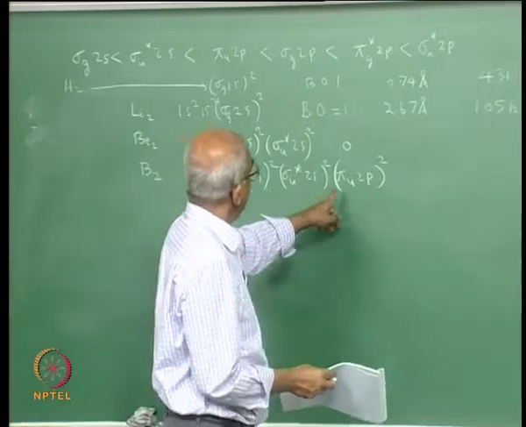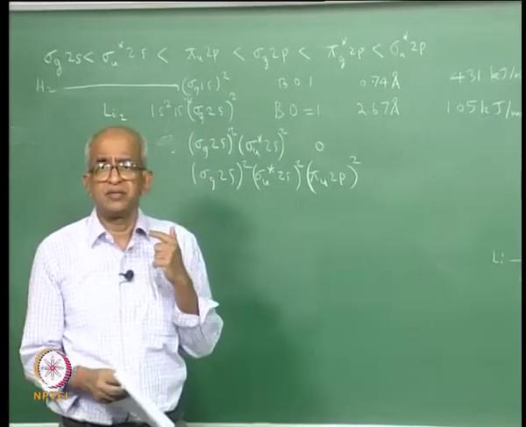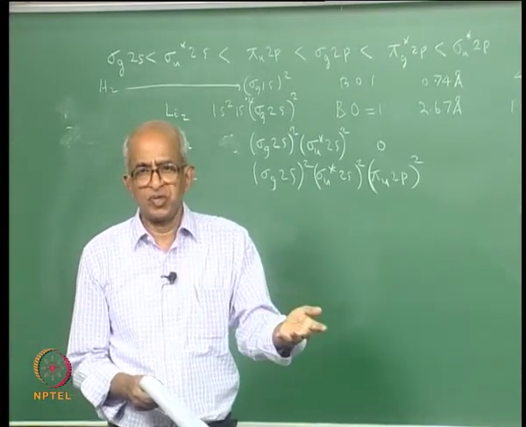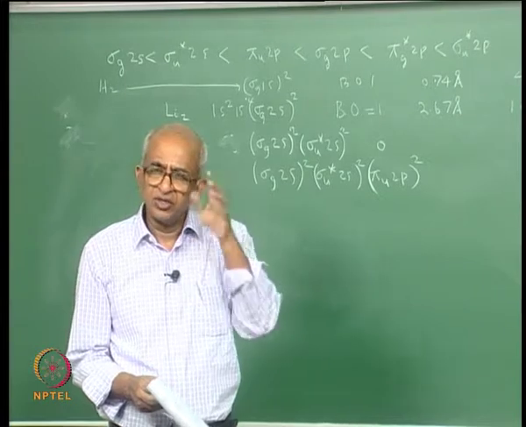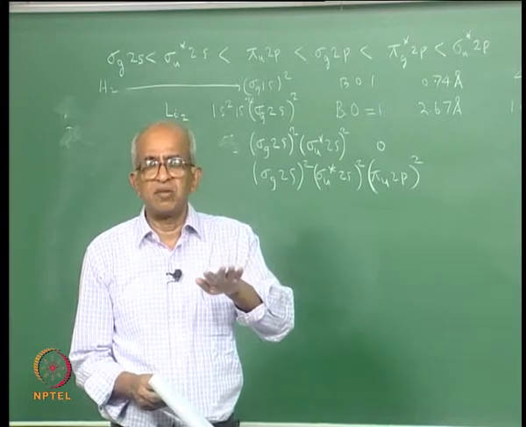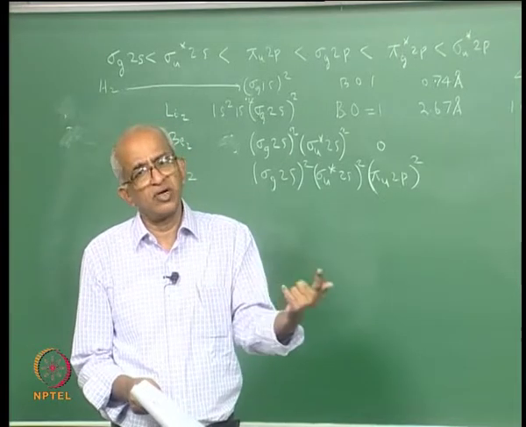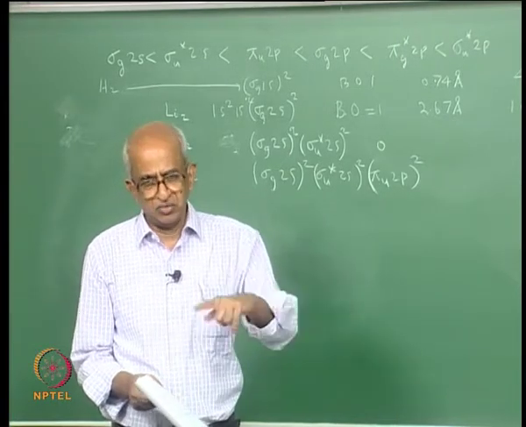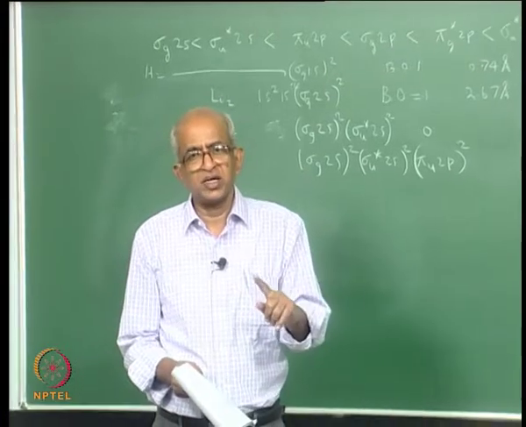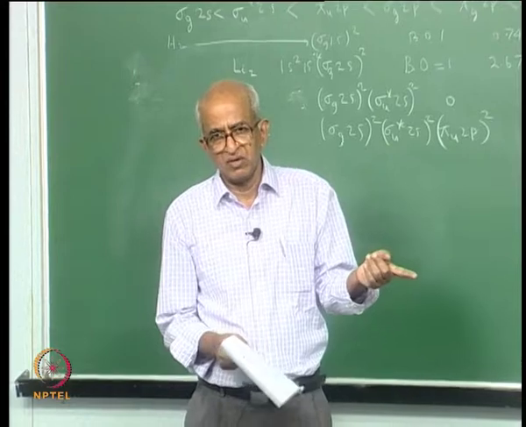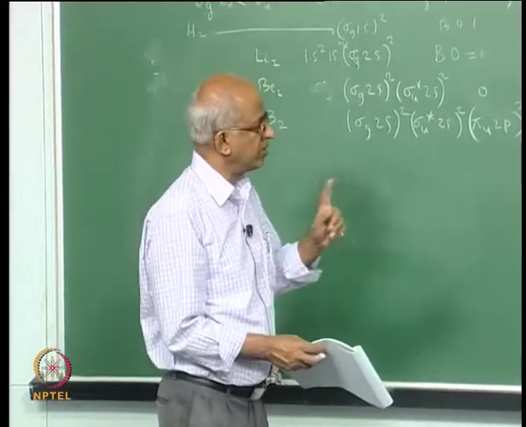Pi u 2p is actually doubly degenerate, because you have pi u 2px and pi u 2py. If you have doubly degenerate orbitals and you put 2 electrons into them, what will happen? They will occupy the 2 separate orbitals. They will not get paired up, because pairing means electron repulsion is larger.